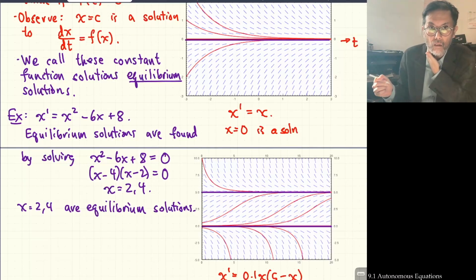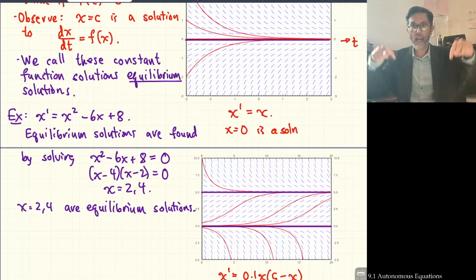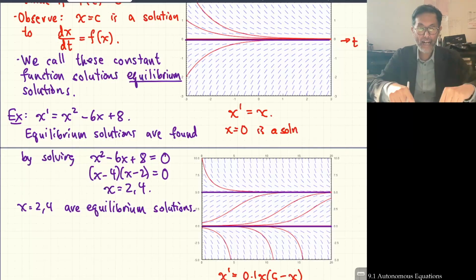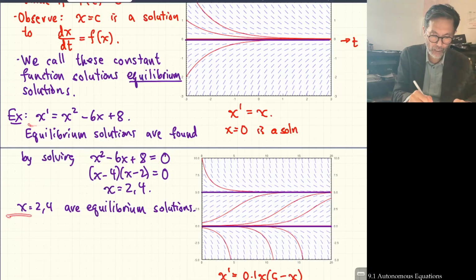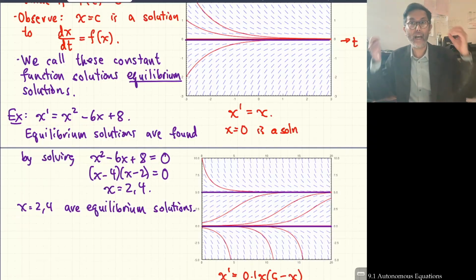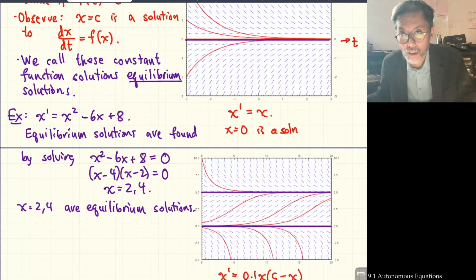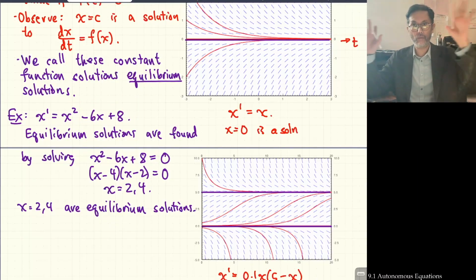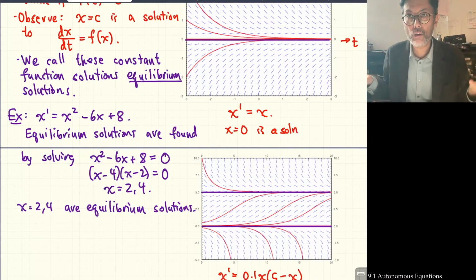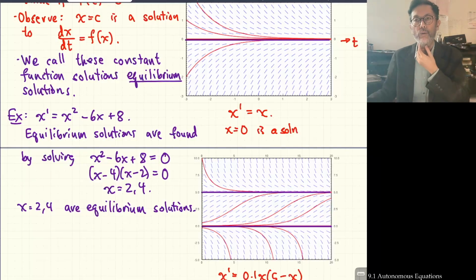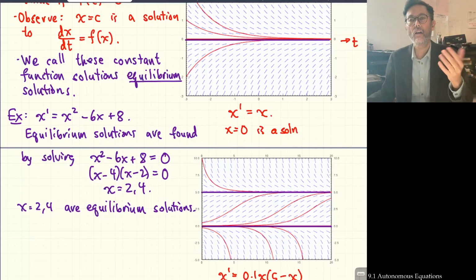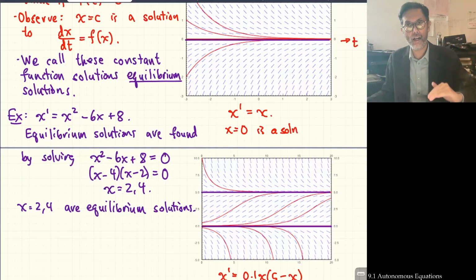Do you believe it? Just plug in x equal to 2, for example, back into the original differential equation. What's x prime? That's 0. And what is x squared minus 6x plus 8? Also 0. And we know 0 is equal to 0 in this universe, and therefore x equal to 2 is a solution. Similarly, x equal to 4 is a solution. Okay? I won't belabor this point, but this is how you find equilibrium solutions.